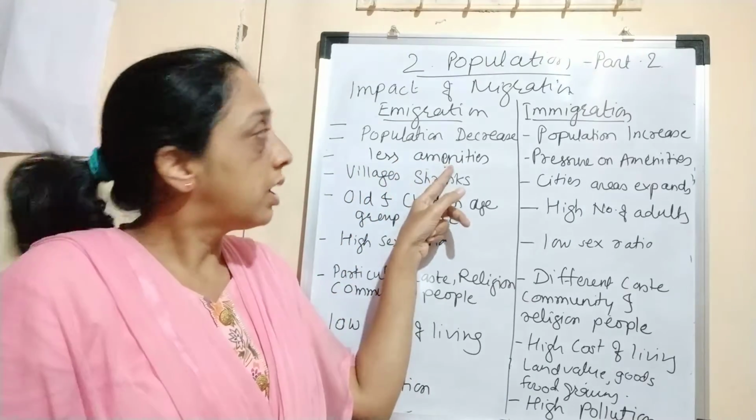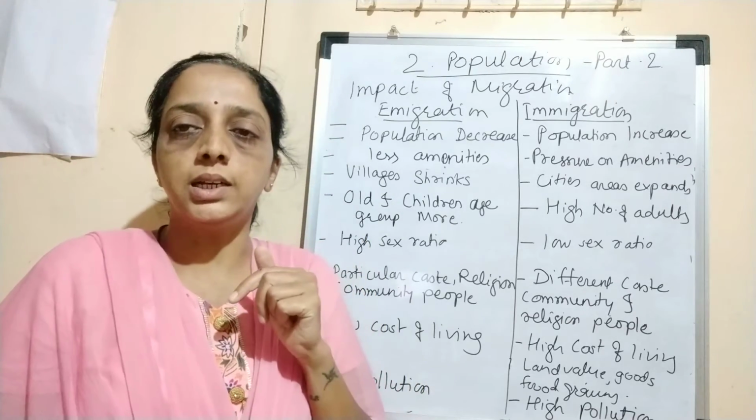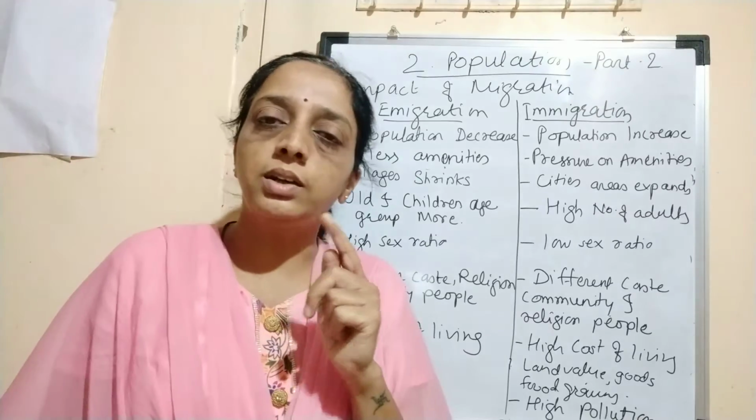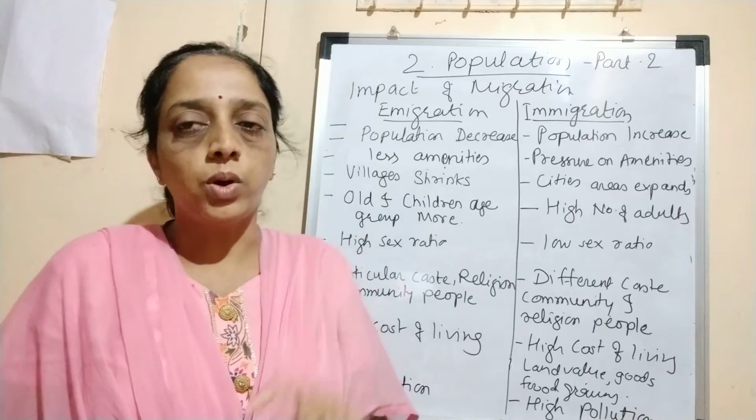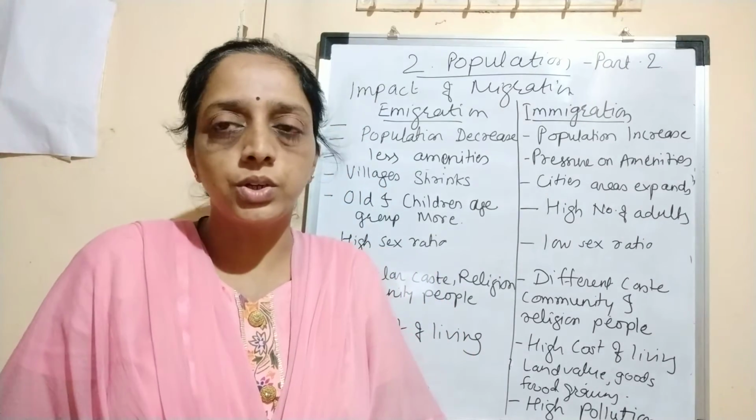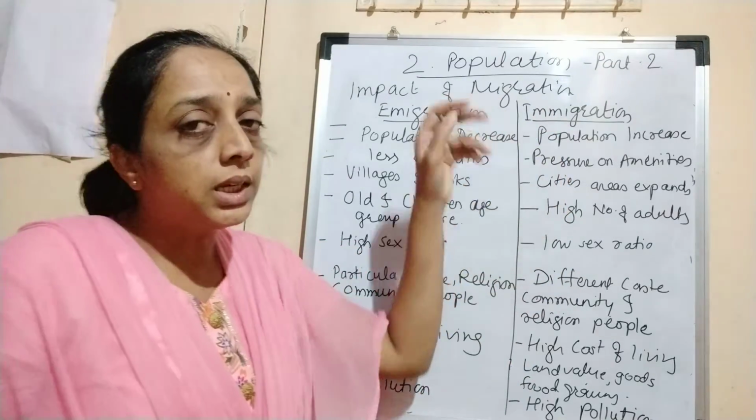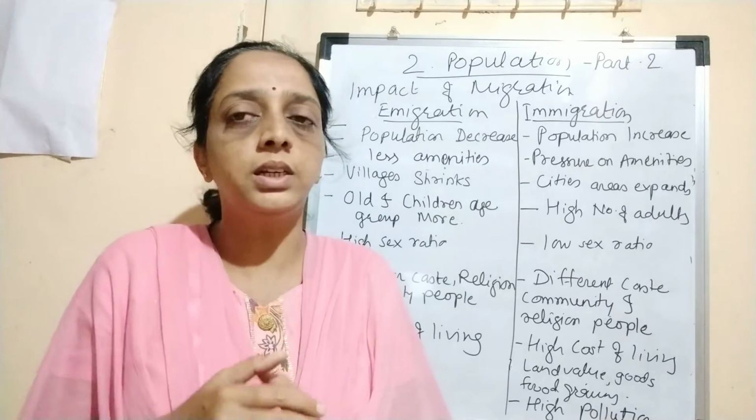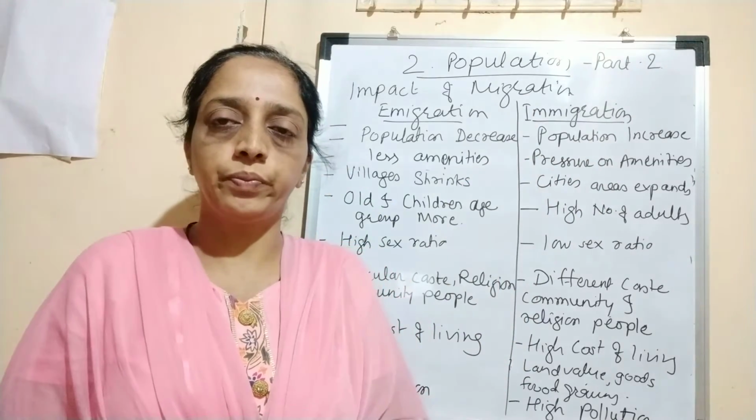There are fewer amenities in the emigration region because population is less. The amenities, that is the services which are required by the people in the region, are less. Water supply, electricity, transportation, health, education facilities we see less. But in the immigration areas, because population is more and the demand for these facilities is more, we see pressure on amenities.